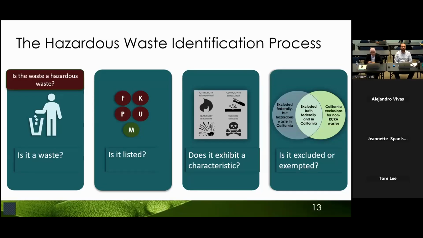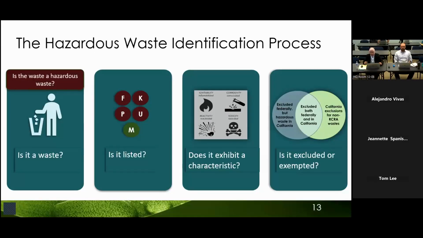For instance, F-listed wastes are not specific to any one industry, like spent solvents, while K-listed wastes come from specific industries, like chemical production. Now, P and U lists cover unused products that are now waste for a specific reason. For instance, the product was never used before, but it expired, etc. So in California, in addition to these 4 lists, we also have a 5th list, which is called the M list.